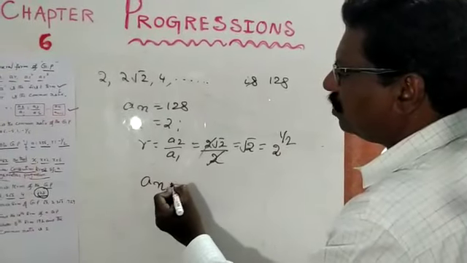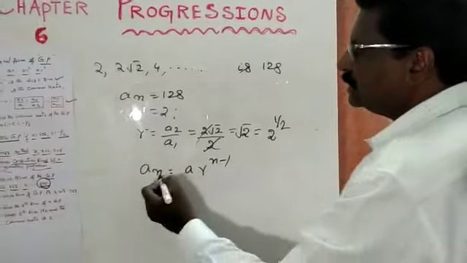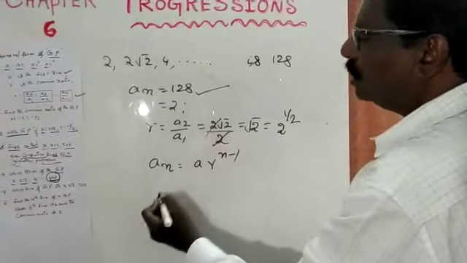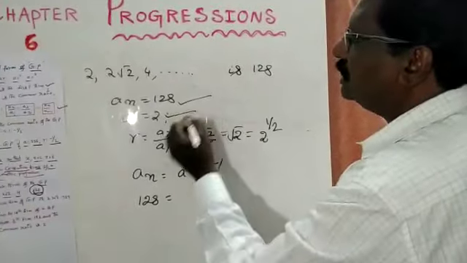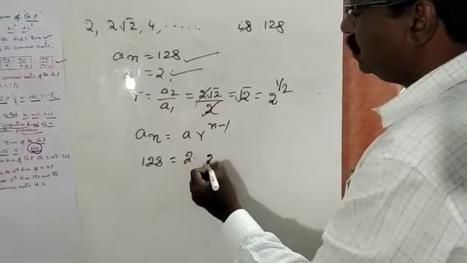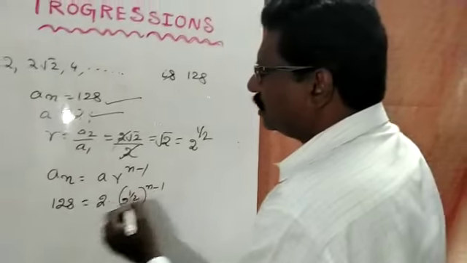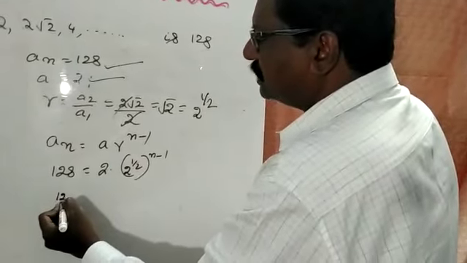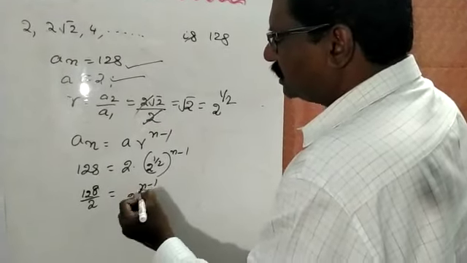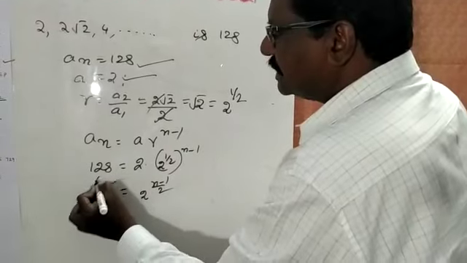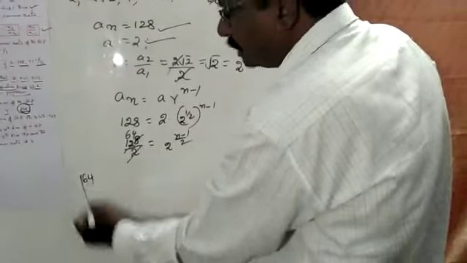Generally, an is equal to the formula a into r to the power of n minus 1. Then an means how much? 128. That is equal to a, which I wrote here as 2, into 2 to the power of 1 by 2, whole to the power n minus 1. 2 take to the left side, it becomes division. 128 by 2 is equal to 2 to the power of n minus 1 by 2. 2 will be cancelled, 64. The 64 you have to write by the prime factorization method.